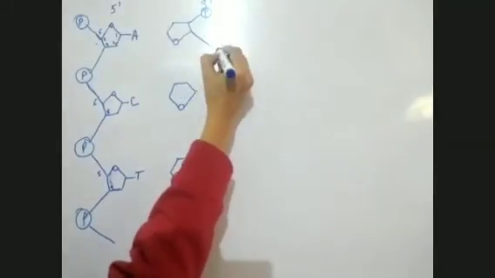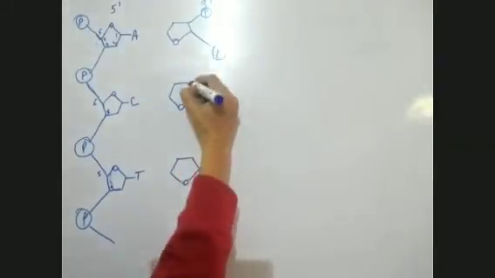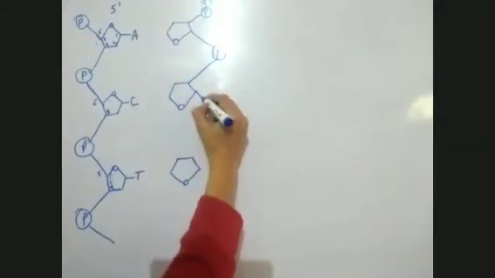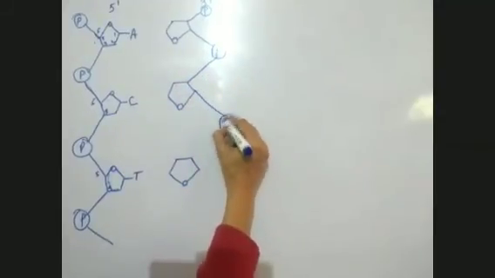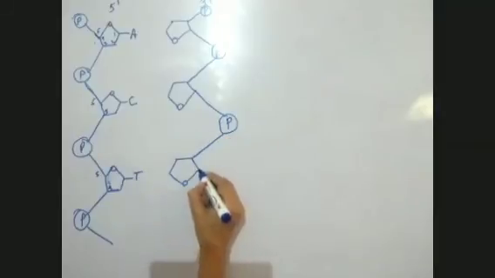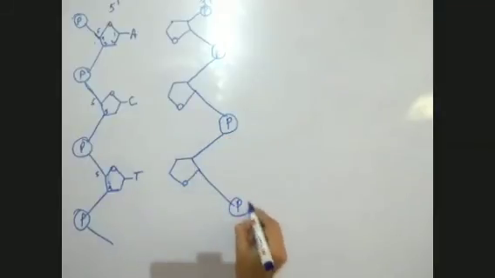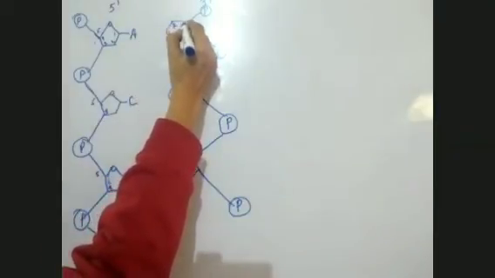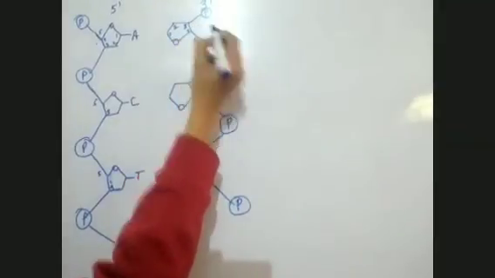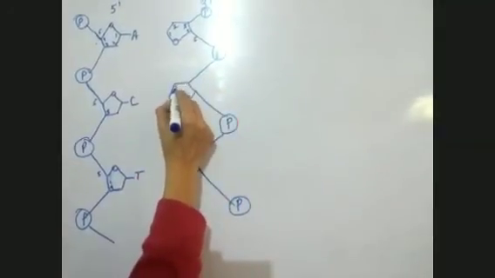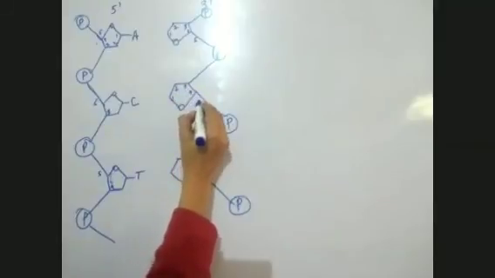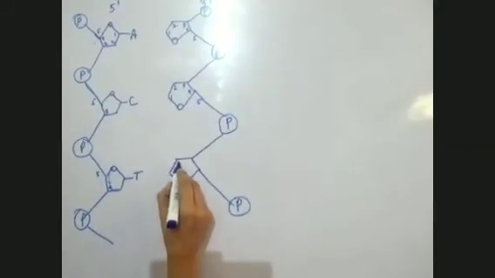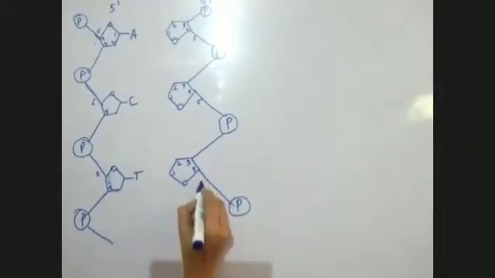So the 5th one, phosphate is attached again to the 3rd one, then to the 5th one, phosphate is attached, again to the 3rd one, then again to the 5th one, phosphate is attached. So it goes like this. The next strand goes like this. If you count from here, this is 1 in the inverted, 3, 4th is here and 5th is here. So again 1, 2, 3, 4th is here and 5th is here. Again 1, 2, 3, 4th is here and 5th is here.